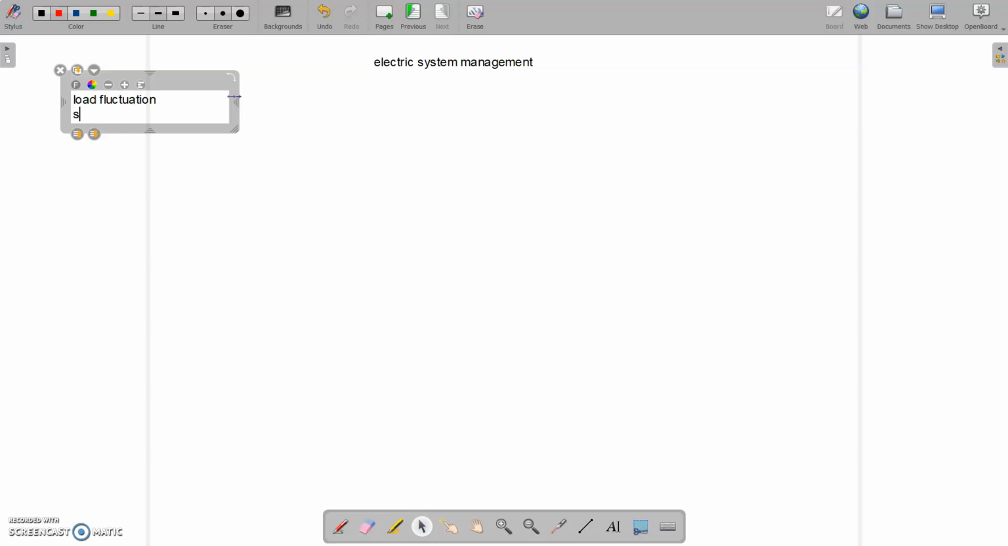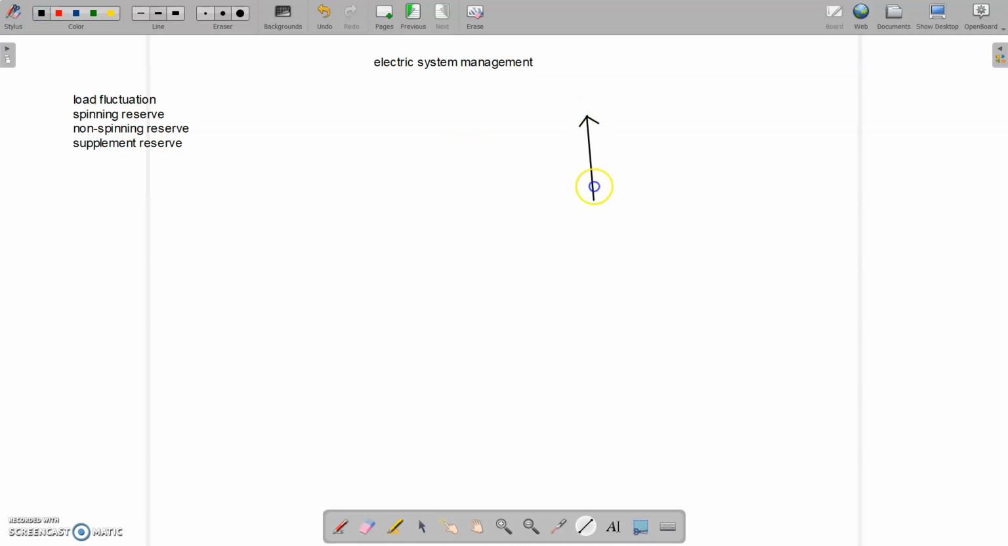Second is the spinning reserve. Then you have non-spinning reserve, and you have supplement. So, what are these things? Now, let's try to understand the load, how the load actually varies over time.